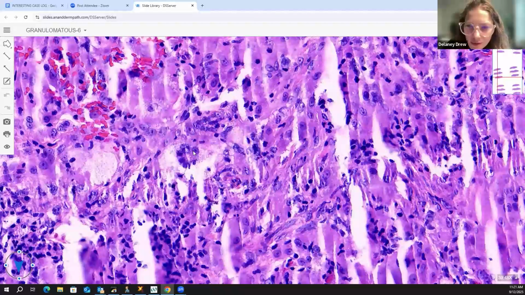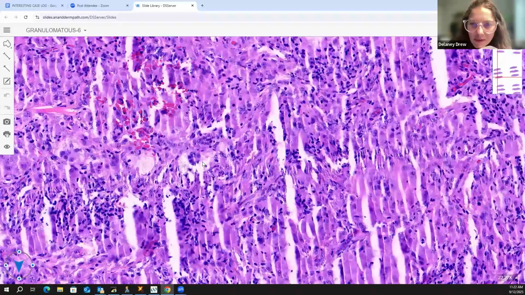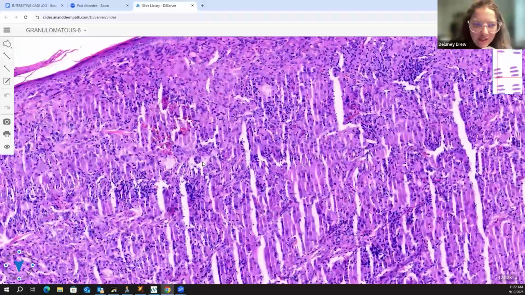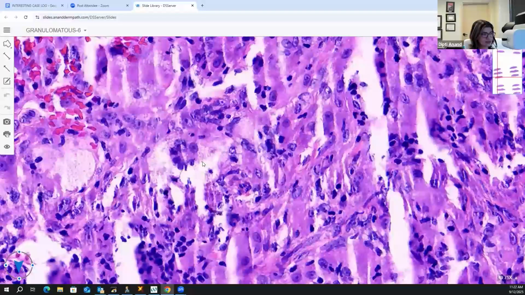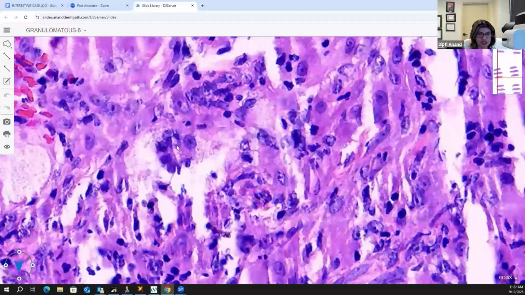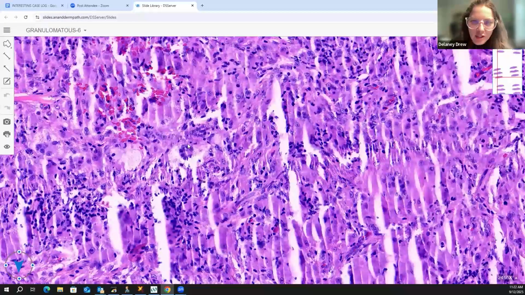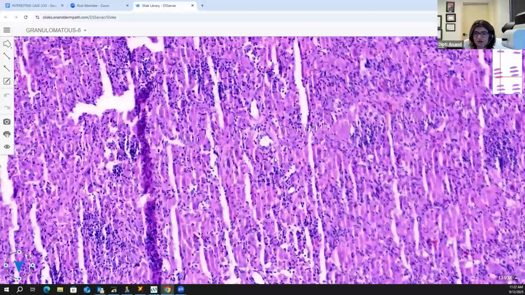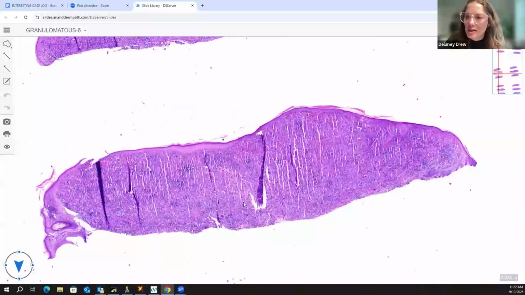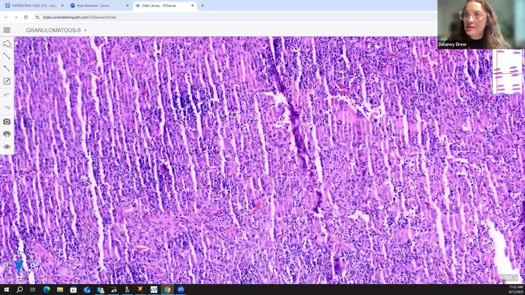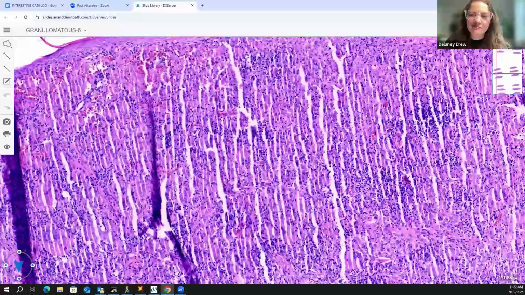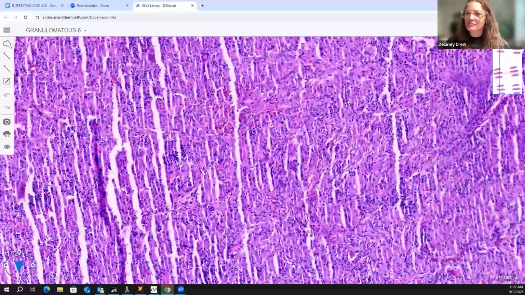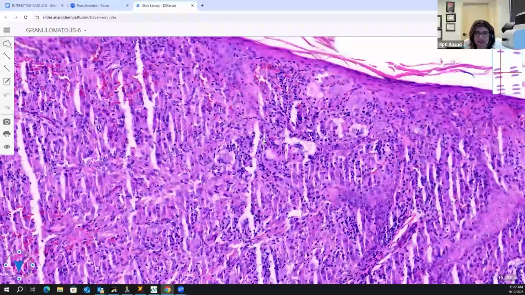The arrow. This one. I would maybe say a Touton giant cell. What is it? A giant cell. Yep, it's a giant cell. What kind of giant cell? Touton. Yeah, it's a Touton giant cell. Where do you see Touton giant cells? A few things: xanthogranuloma, xanthelasma, or xanthoma, sarcoid maybe. Yep.